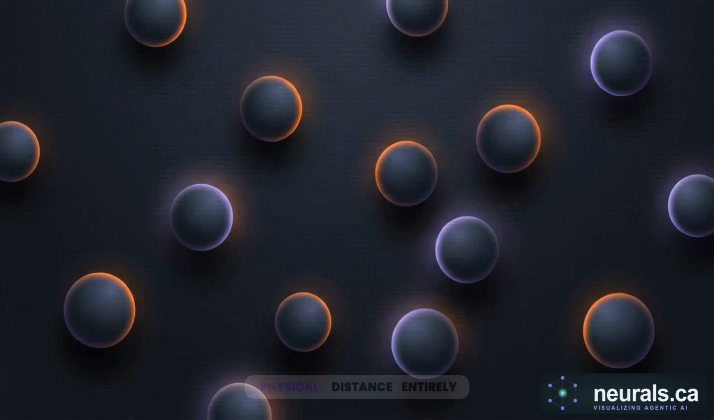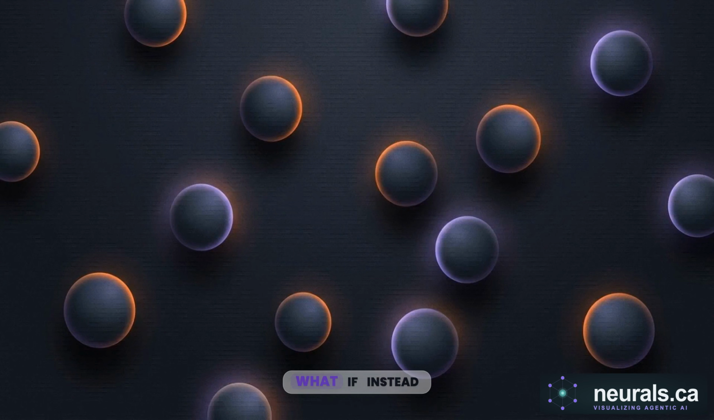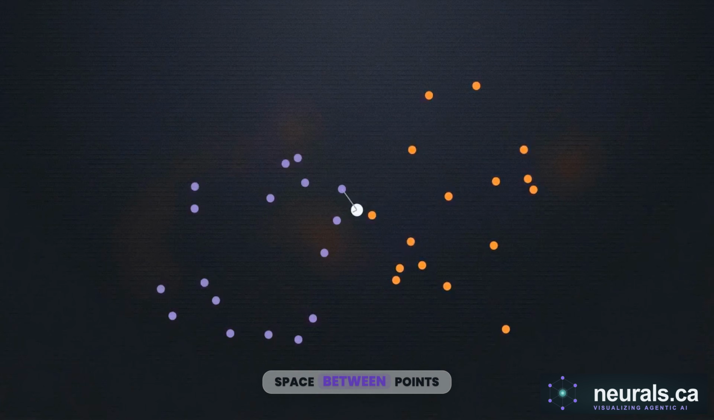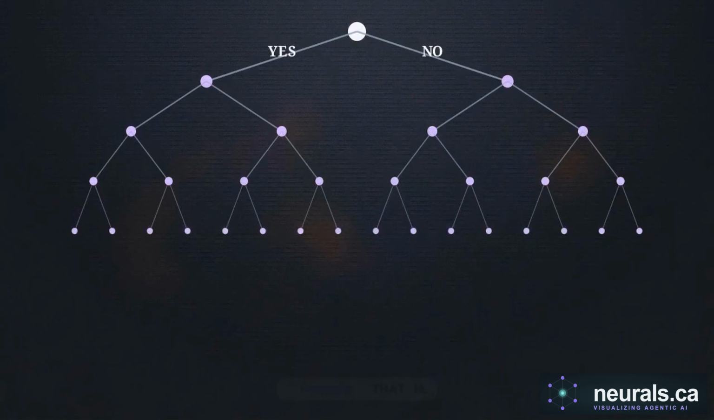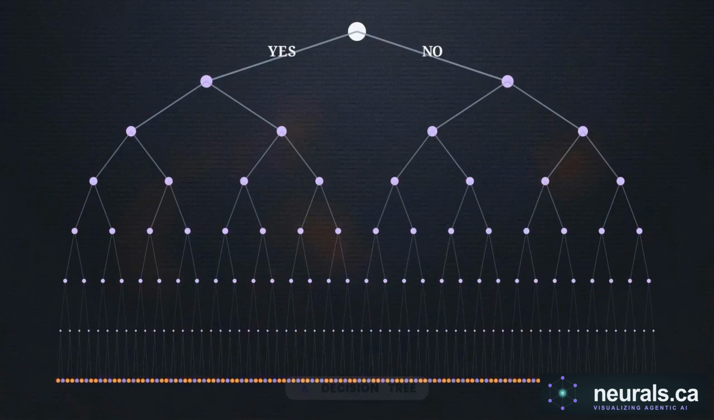But what if we abandoned physical distance entirely? What if, instead of measuring the space between points, we classified data by asking a ruthless sequence of yes or no questions? That is how we build a decision tree.